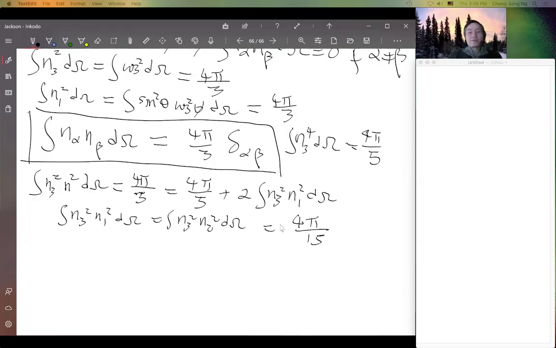Okay, so now what is left is the n1 squared, n2 squared term.